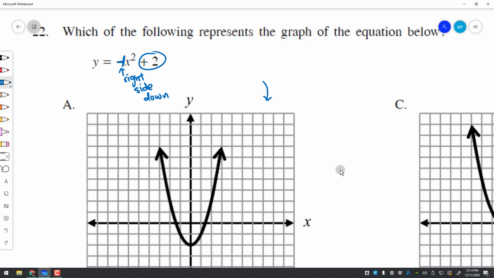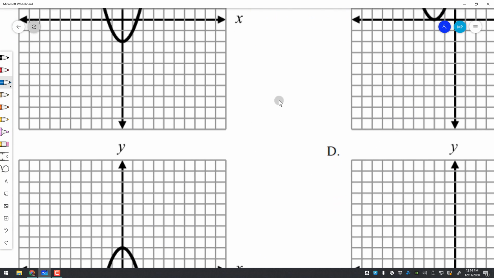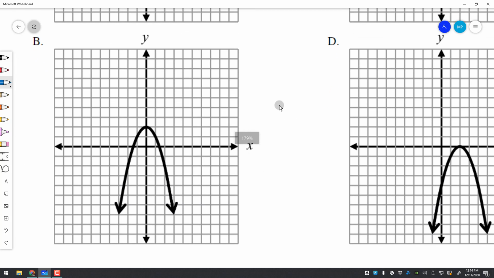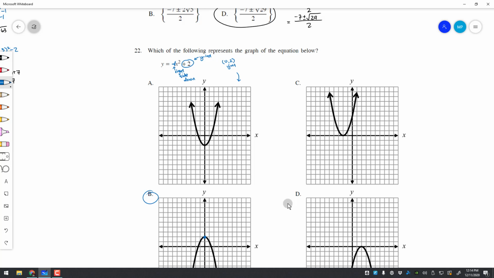And remember that the constant, when it's in standard form, is our y-intercept. If I plug in 0 for x, this term would become 0, and we'd be left with 2. So (0, 2) is the y-intercept of this graph. So I'm looking for an upside-down parabola, definitely not A or C, that has a y-intercept of positive 2. So B is our guy for number 22.